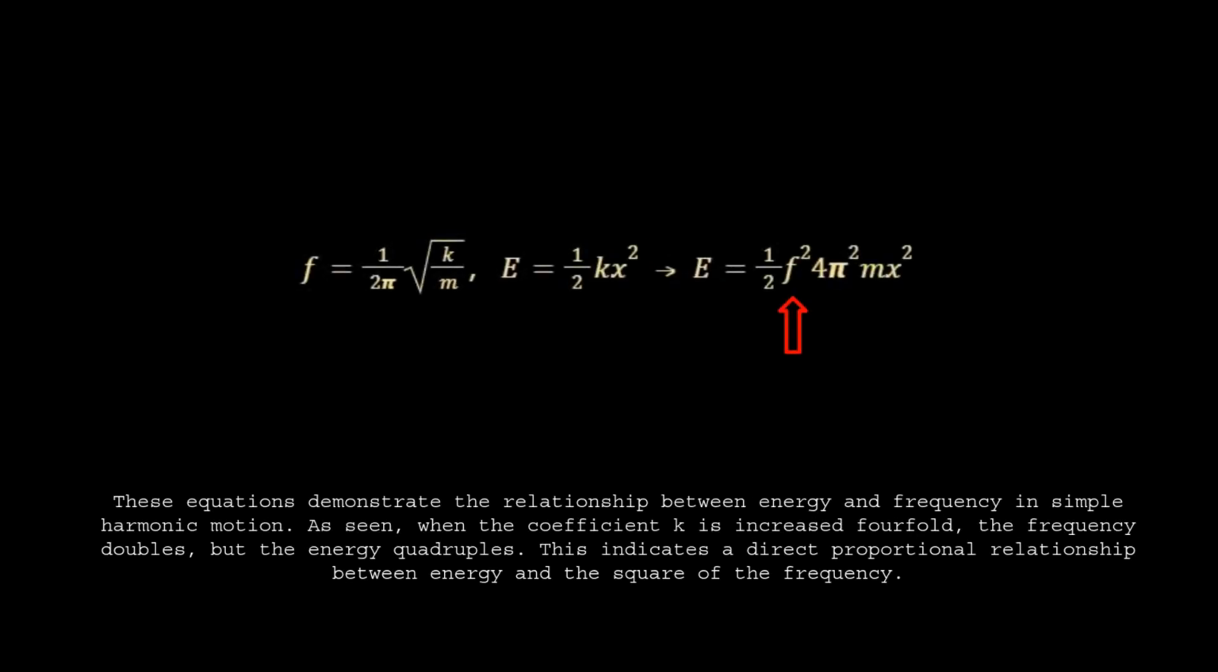These equations demonstrate the relationship between energy and frequency in simple harmonic motion. As seen, when the coefficient k is increased fourfold, the frequency doubles, but the energy quadruples. This indicates a direct proportional relationship between energy and the square of the frequency.